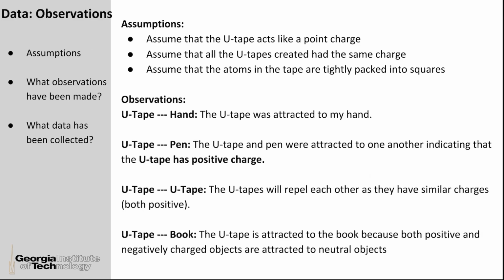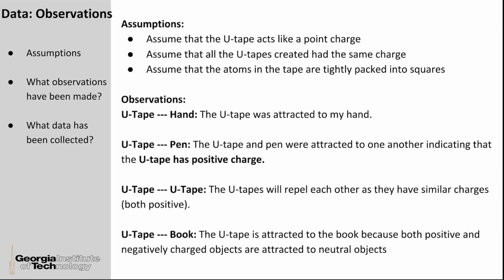I then began by observing the interactions of the charged tape with other molecules. When the U-tape was placed near my hand, I saw that the U-tape was attracted to it, indicating that they were either opposing charges or my hand was considered neutral. When the U-tape was placed near the negatively charged pen, they were shown to attract one another, indicating that the U-tape was positively charged. When two U-tapes are placed near each other, they will repel as they have similar charges.